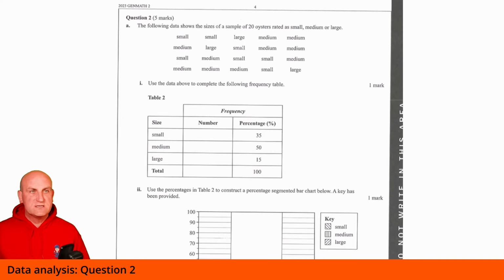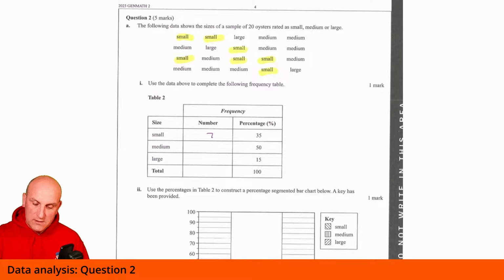The following data shows the size of a sample of 20 oysters rated as small, medium, or large. Use the data above to complete the following frequency table. Small, the number of small, right? So we've got 1, 2, 3, 4, 5, 6, 7. Now, why do I highlight them? It just makes my life a bit easier to make sure that I haven't missed any.